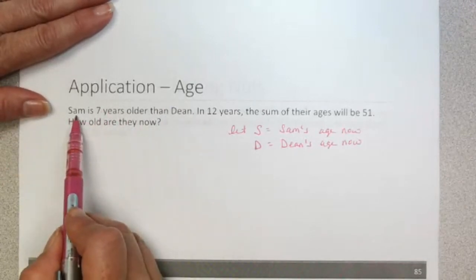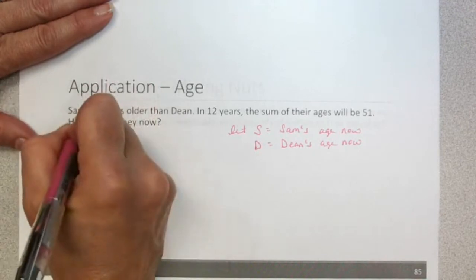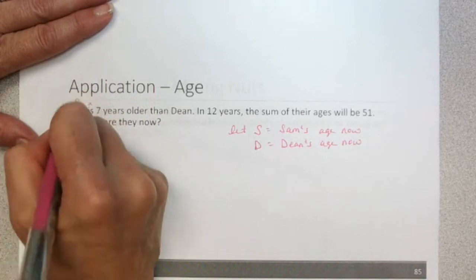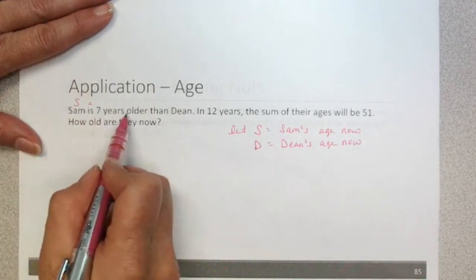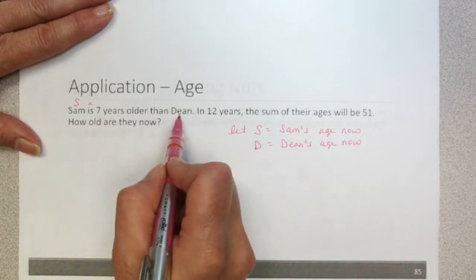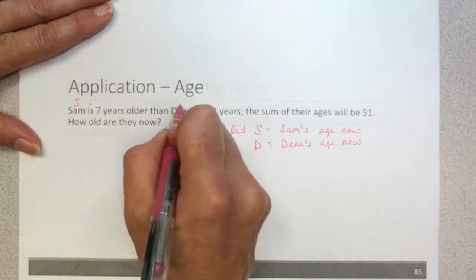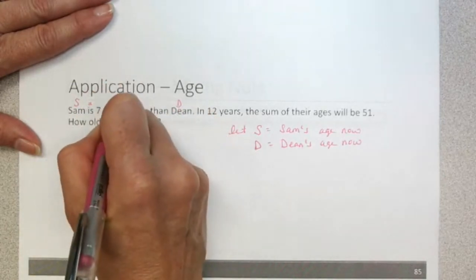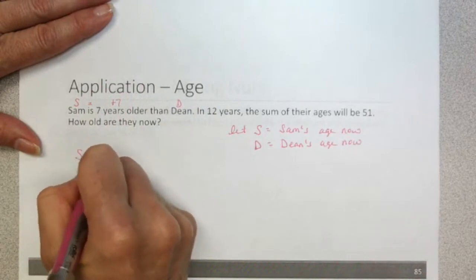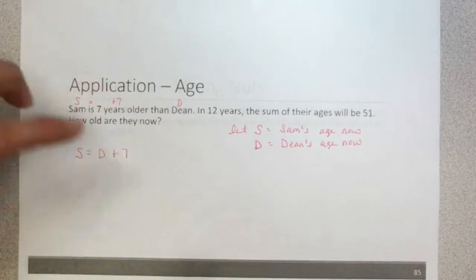This first sentence says Sam is 7 years older than Dean. That usually means an equal, right? And we let S be the variable for Sam's age now. So Sam's age now is 7 years older than Dean, right? So if Sam is 7 years older than Dean, then Sam's age now is going to be Dean's age plus 7, right? So there's our first equation. S equals D plus 7. Because Sam is 7 years older than Dean.